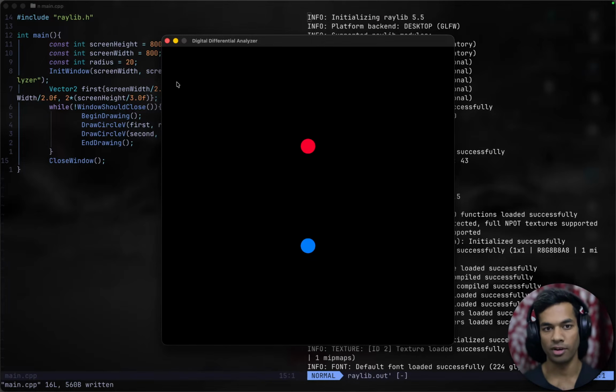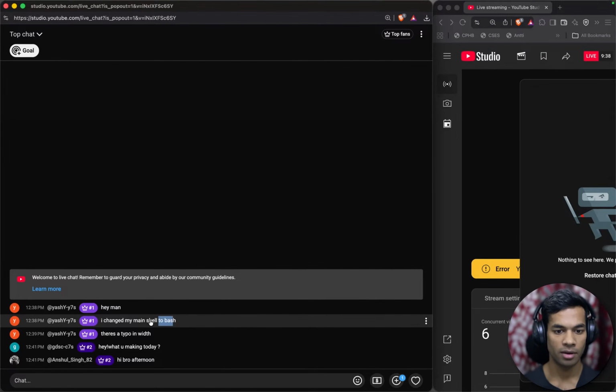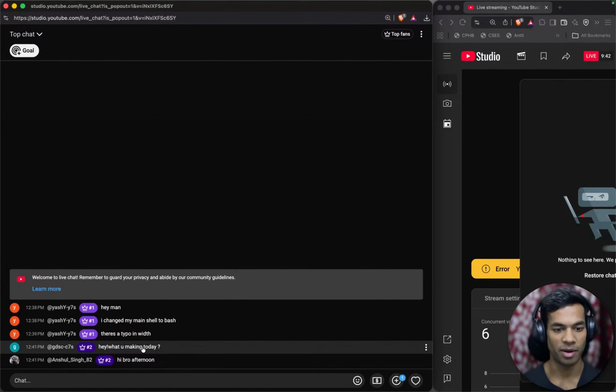We do see two circles, and let's make this red one move with the arrow keys, and the blue one will move with the mouse position. That would be nice. Hello, I changed my mind. Shell to bash. Okay, there is a typo. Yes, I fixed that. My bad.